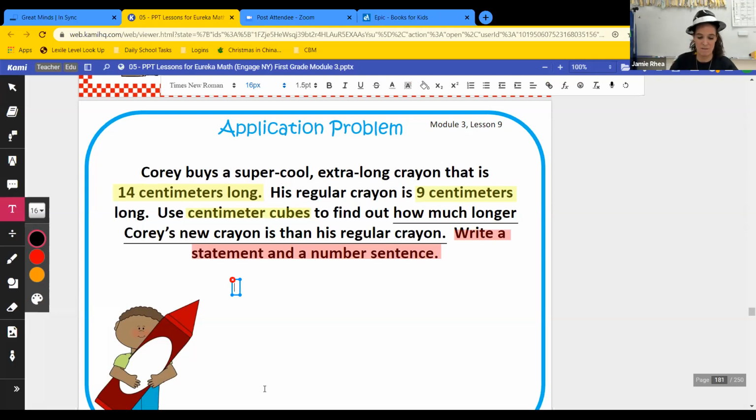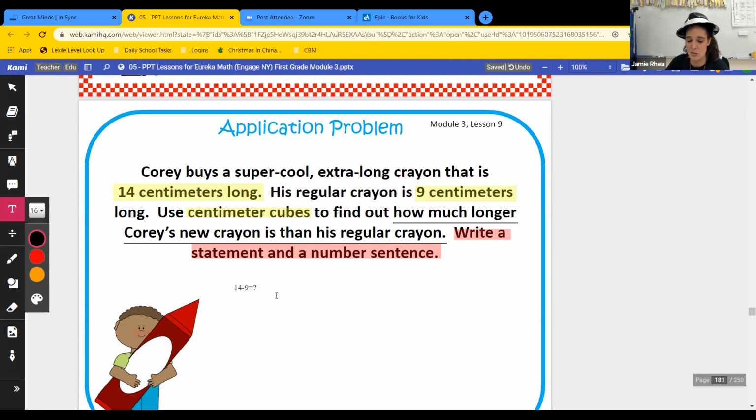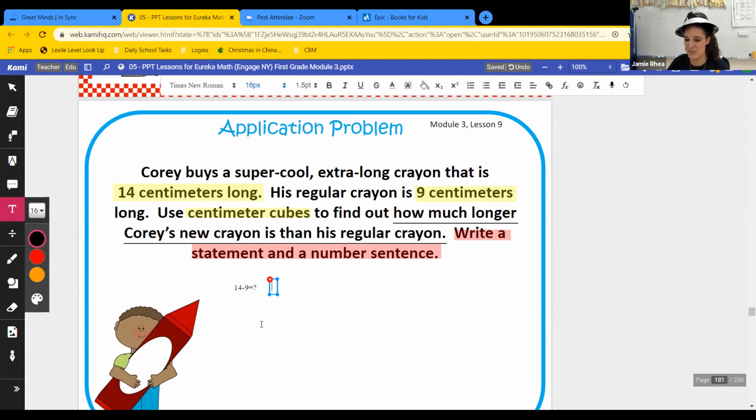Could I say 14 minus 9 equals something? I could. Could I say 9 plus something equals 14? Maybe, because we could see the difference in how many, but let's stick with the subtraction because the subtraction is going to be the easier way to do this one. 14 minus 9.